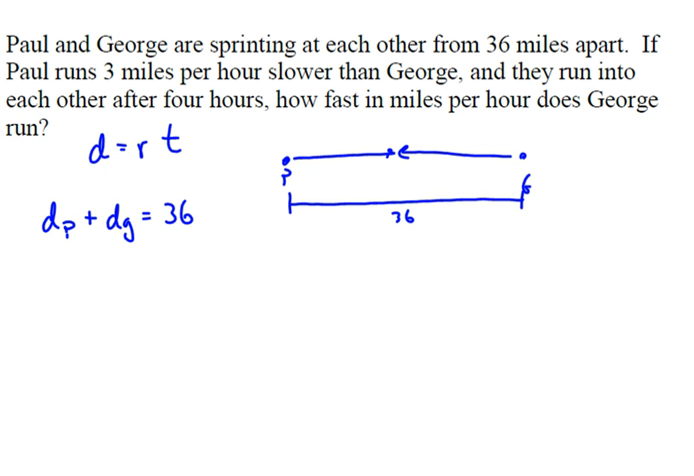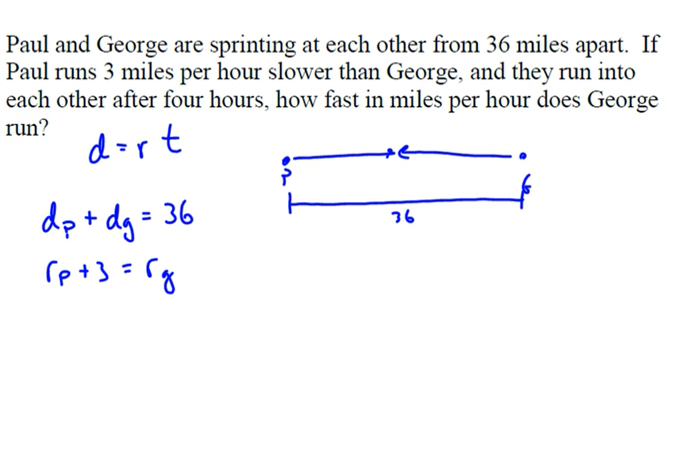Well, that gives us two variables, and so we have to figure out a way to undo that a little bit. It says Paul runs 3 miles per hour slower than George, and so if we add 3 to Paul's rate, that's going to give us the rate of George. Now notice I'm using subscripts here, which I think help quite a bit. R_P means rate of Paul. R_G, with the G as a subscript, means the rate of George.